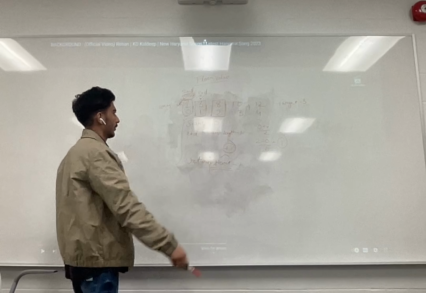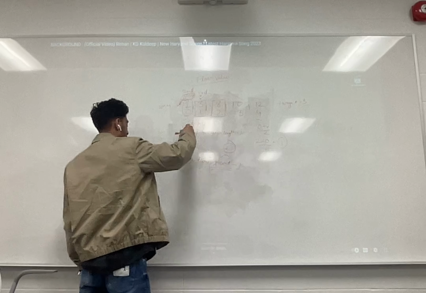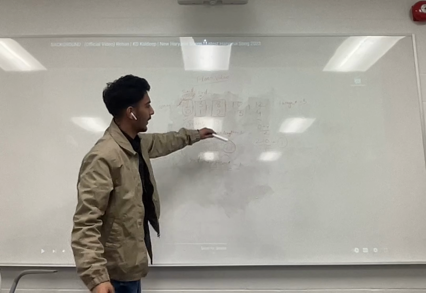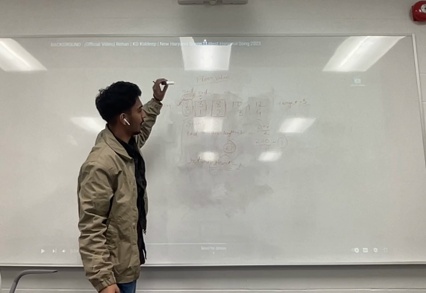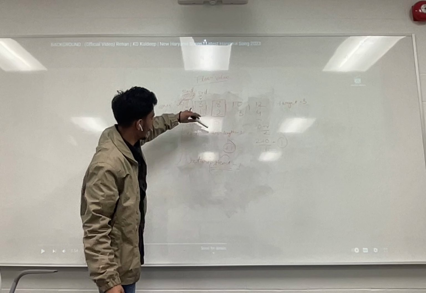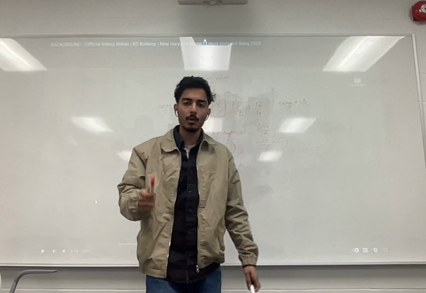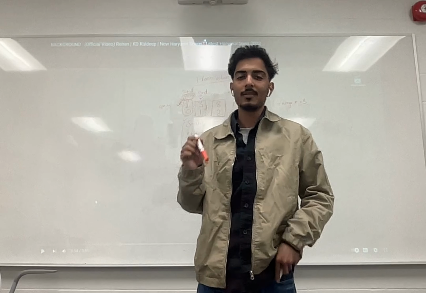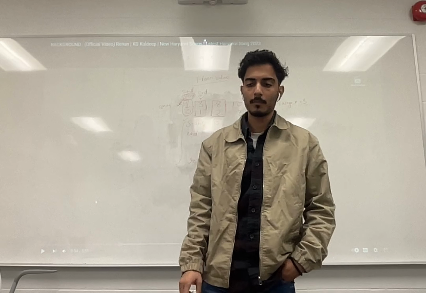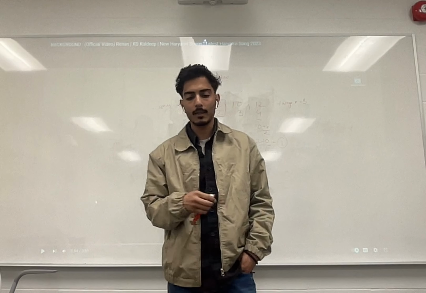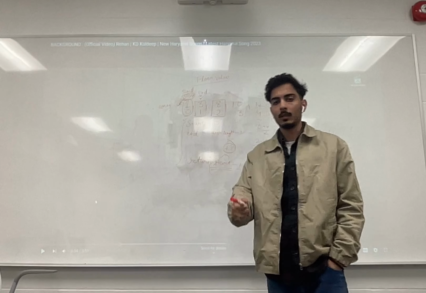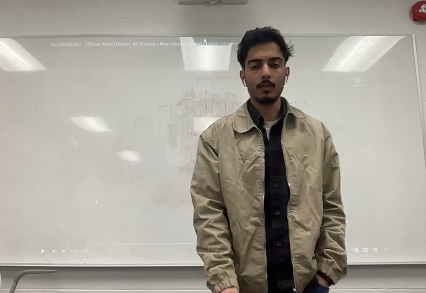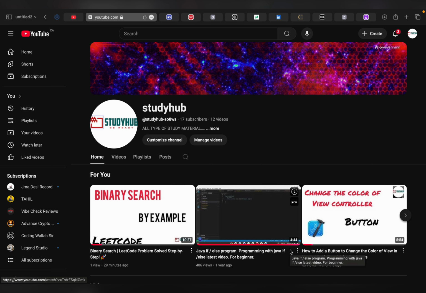So this is the approach. First we find the mid and traverse through the array, and at the end, according to the question, start will be pointing exactly to the value which is just smaller than the targeted value. At the end we return that start value. So this is the example, and now it's time to code. Let's go to LeetCode and write this code in Java.